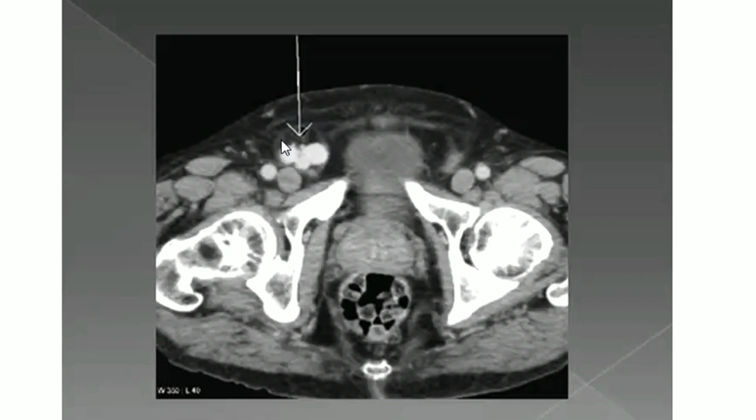What's the content of the inguinal hernia? What are these enhancing structures?